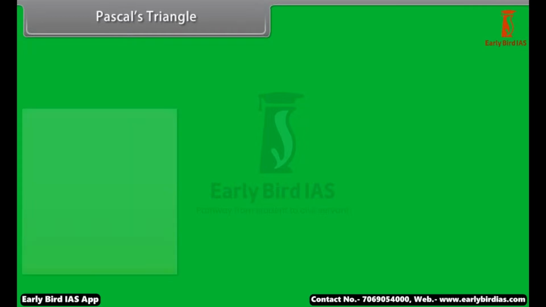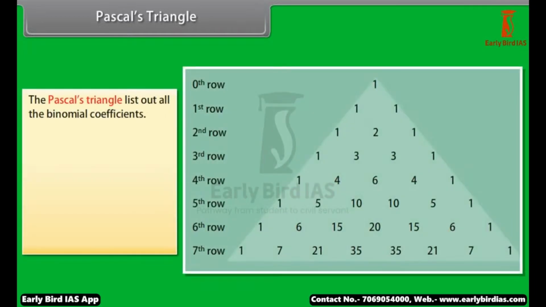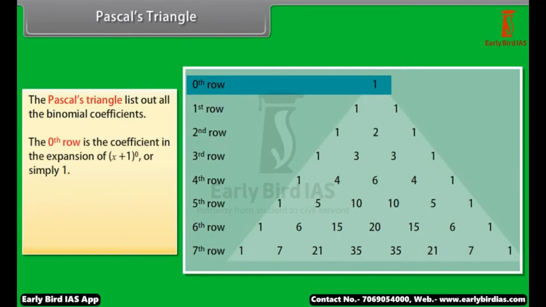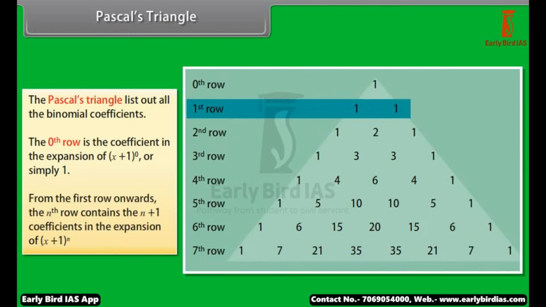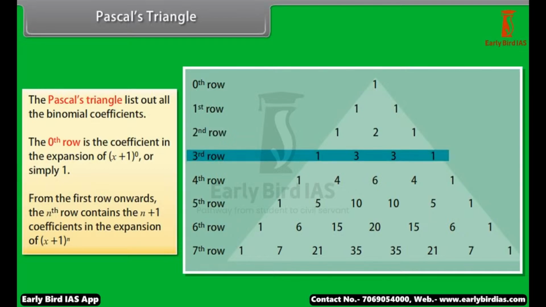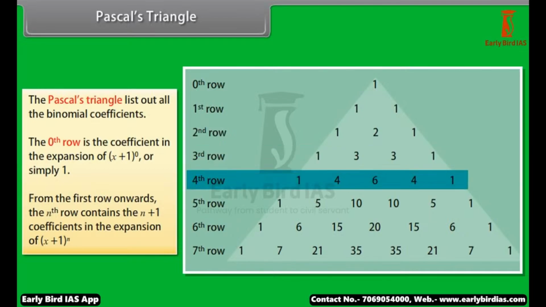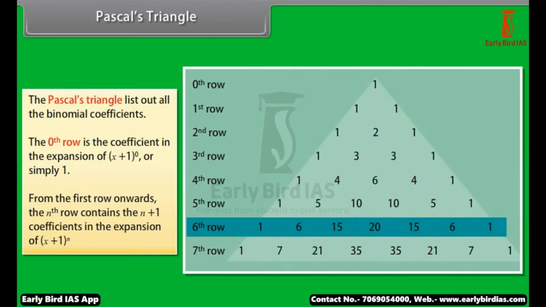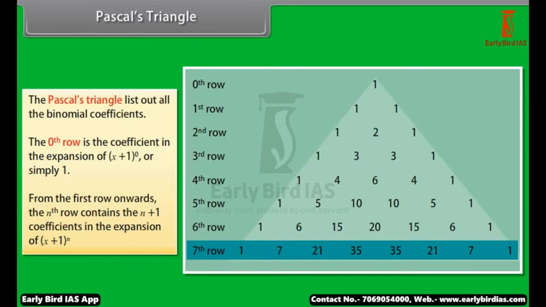Pascal's triangle. Pascal's triangle lists out all the binomial coefficients as shown in the figure. The zeroth row is the coefficient in the expansion of (x+1)^0, or simply 1. From the first row onwards, the nth row contains the n+1 coefficients in the expansion of (x+1)^n.